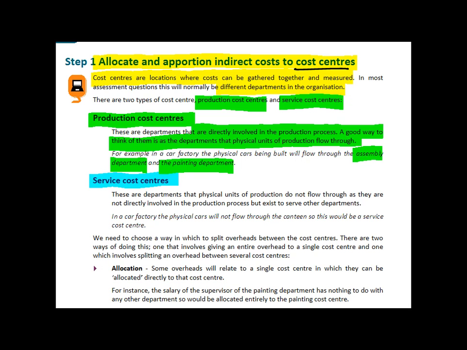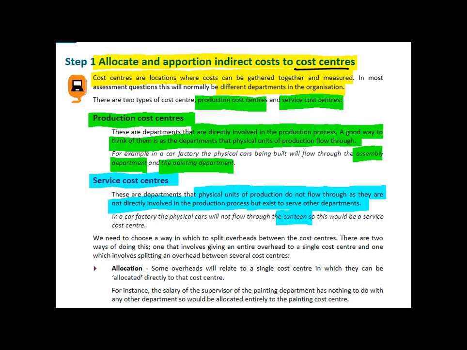Service cost centres are the ones that physical units do not flow through, as they're not directly involved in the production process. They just exist to serve the other departments. So for instance, a good example might be the canteen in the factory. You can imagine physical cars won't flow through the canteen. That exists to service the employees from the other departments when they have their lunch. Another good example of a service cost centre might be the stores department. If you've got a stores department in your factory, the cars won't go through the stores department. That's just where people go if they need spare parts or if they need to issue some more materials.